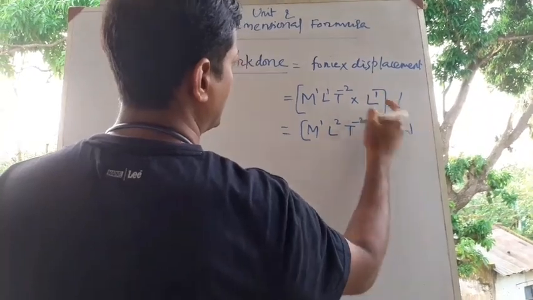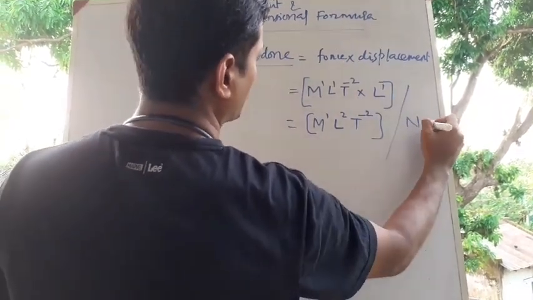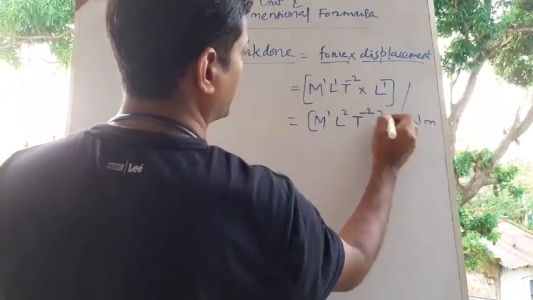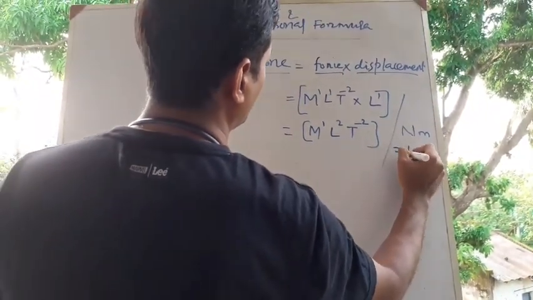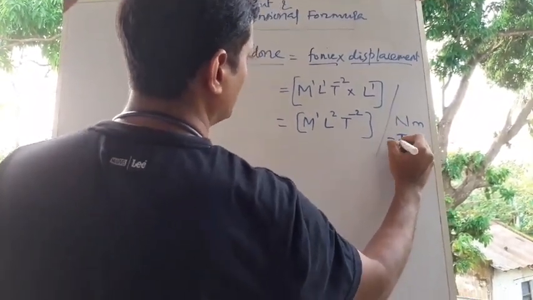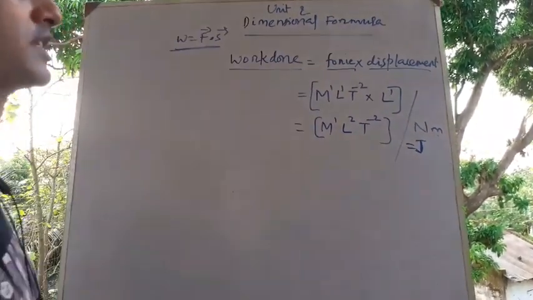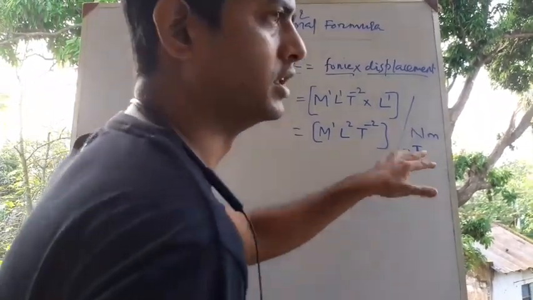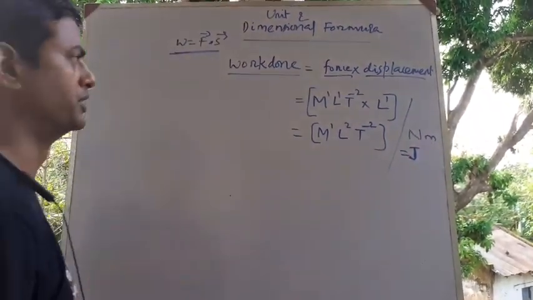And the unit will be, for force I have taken Newton into meter. So 1 Newton into meter. For displacement I am taking meter, for force I am taking Newton. 1 Newton into meter is nothing but joule. So work done can be expressed using joule. Joule is a scientist's name, so I am using the capital letter in terms of unit.